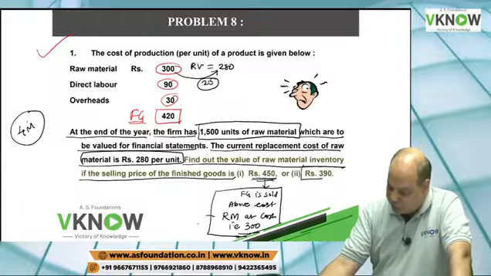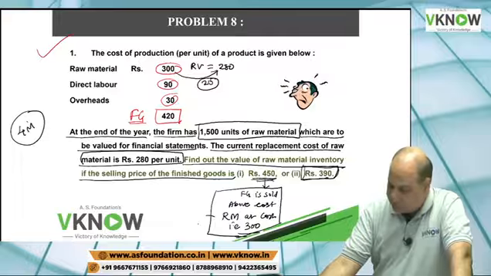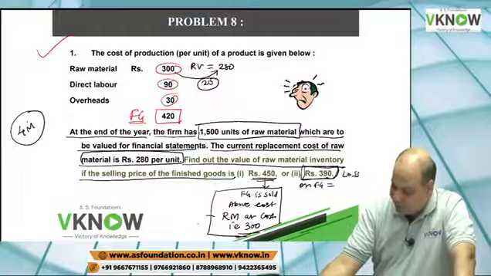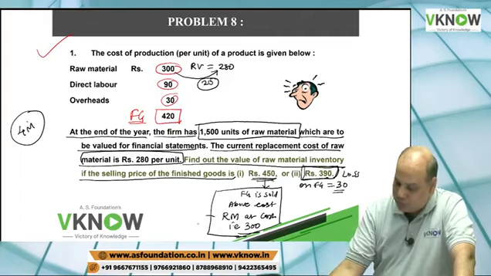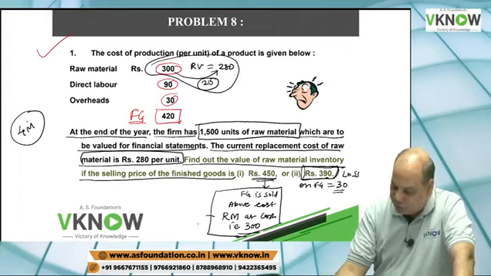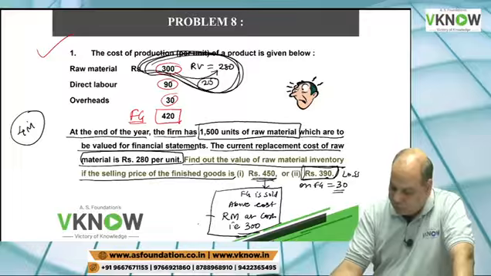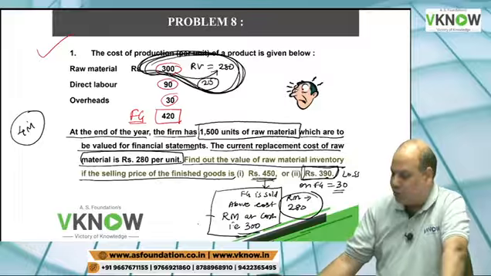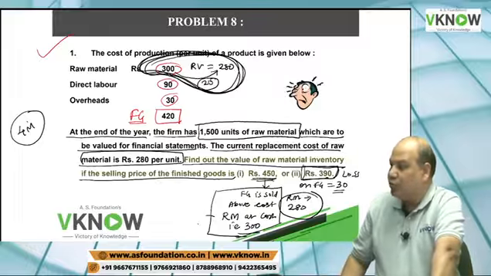Now come here. It says finished goods will be sold at 390 rupees. So the loss on finished goods is 420 minus 390, that is 30 rupees. But the reduction in the NRV of raw material is only 20 rupees. So the answer is raw material will be valued at 280 rupees. It can't go below 280.